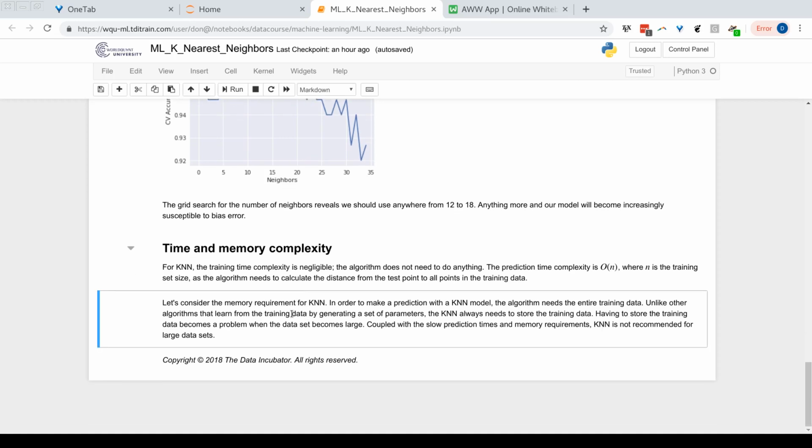Nonetheless, it's a very simple algorithm, and sometimes it works surprisingly well. So I wouldn't dismiss it for some other model. You should always try it out and see how it performs. Of course, if you have too many observations, you may not bother trying to see how well it performs.